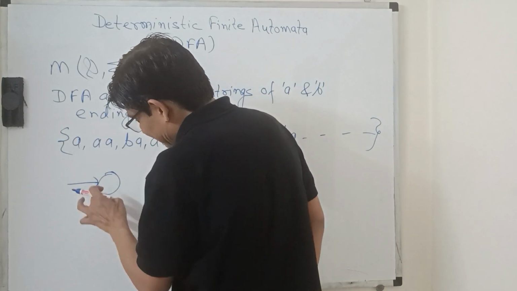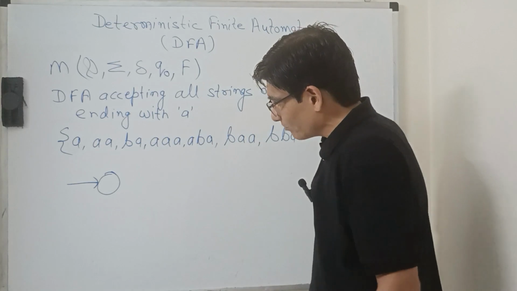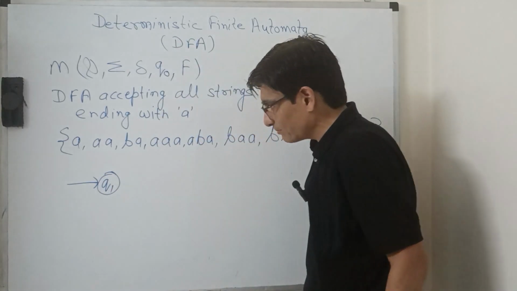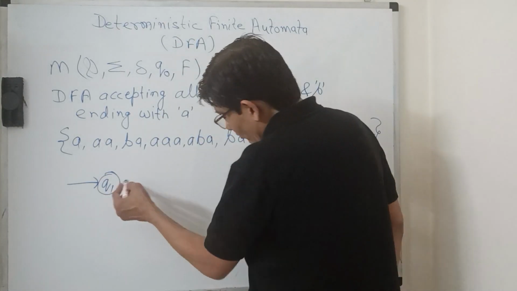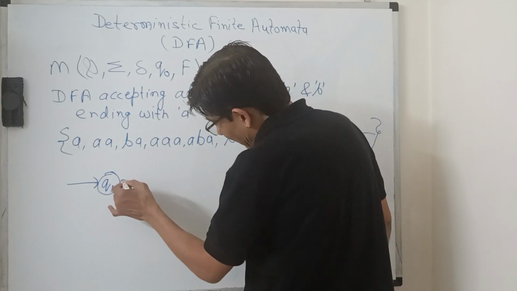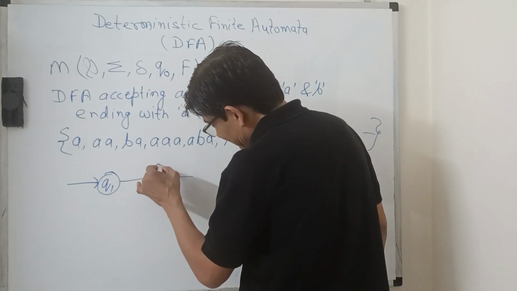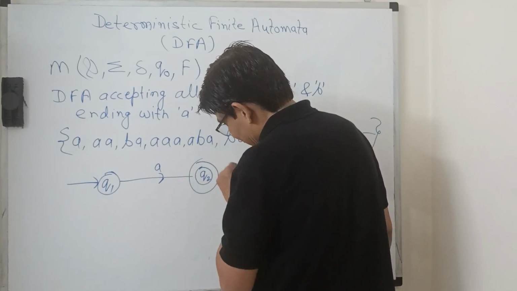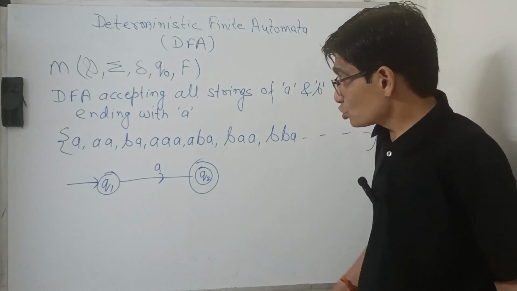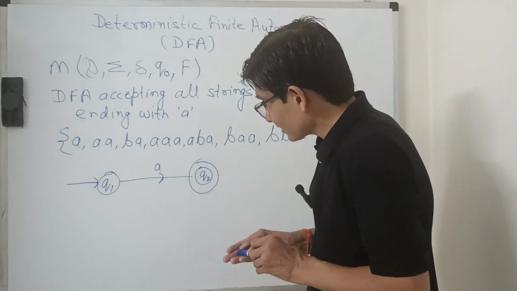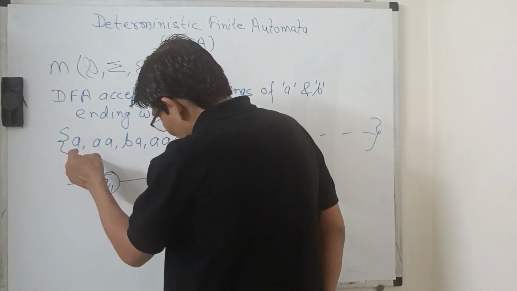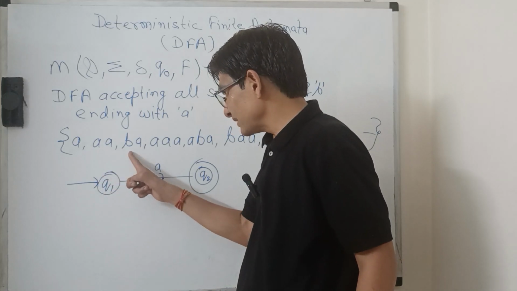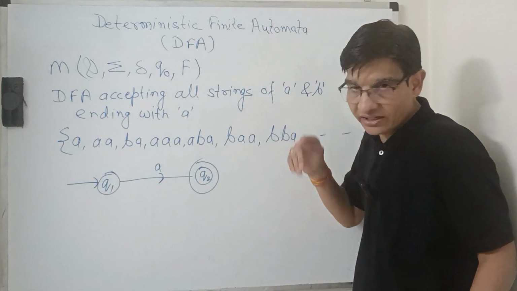So suppose this is your initial state, and I am writing its name as Q1. Now after accepting a single A, it will reach Q2, which would be your final state. In that way, you can see that this particular string would be accepted by this machine. But this is only the shortest string. What about the many infinite number of strings?